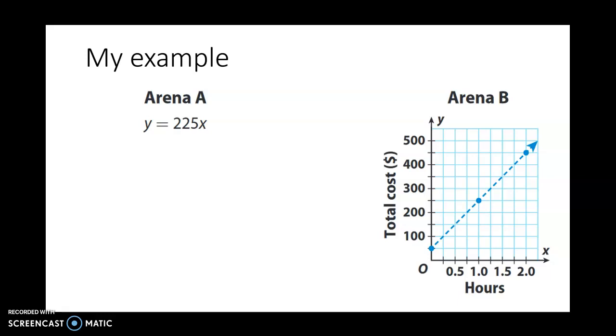All right, here's my example. We have two arenas, arena A and arena B. This says the total cost for arena A is $225 per hour. Now, in order to compare these, I need two equations. So I have to get the equation for arena B. Let me write arena B. I need to find the equation.